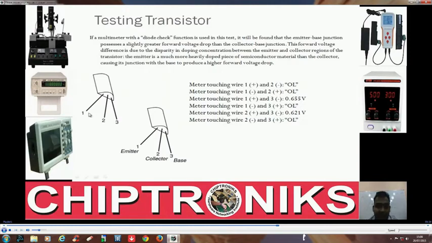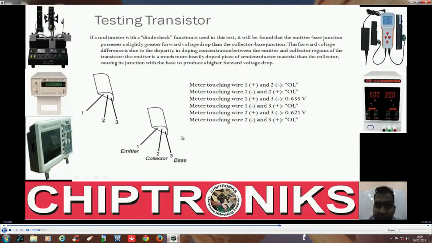If we connect the negative probe to 2 and the positive probe to 3, then it's giving you 0L. As we have seen in a diode, it gives 0L when it is reverse biased. Alright, when it is reverse bias. And you see between 1 and 3 it is giving 0.655, and between 2 and 3 it is giving 0.621.